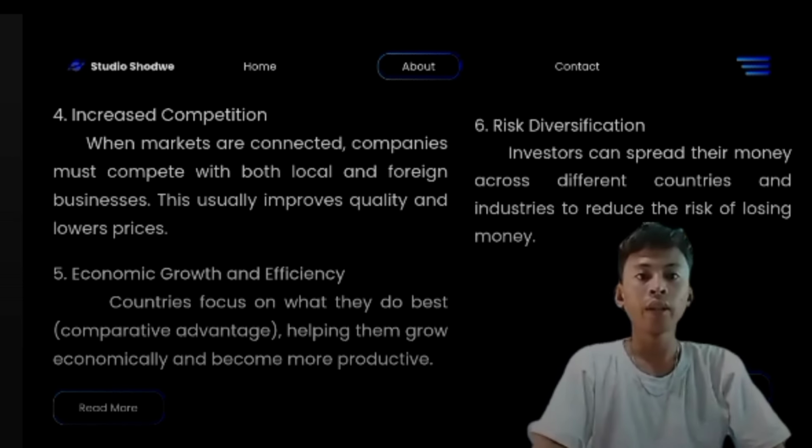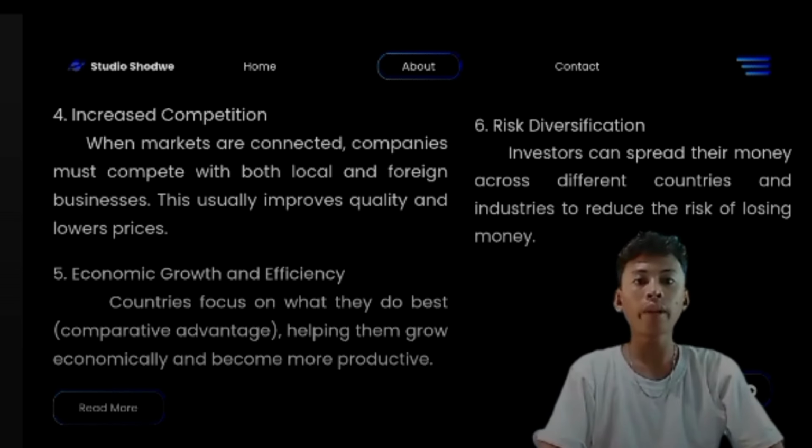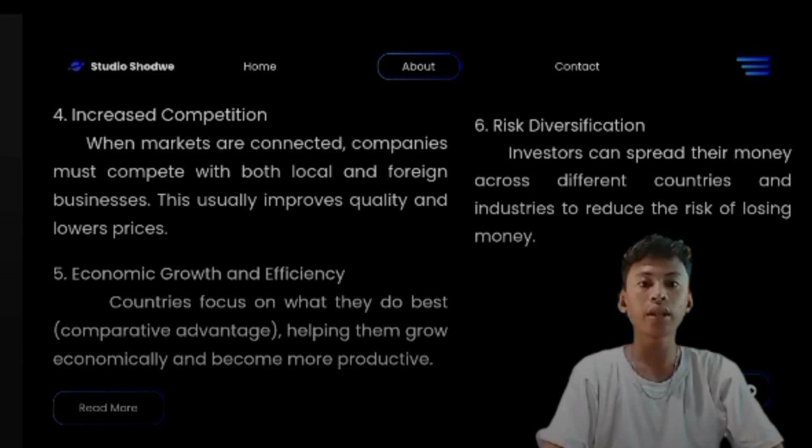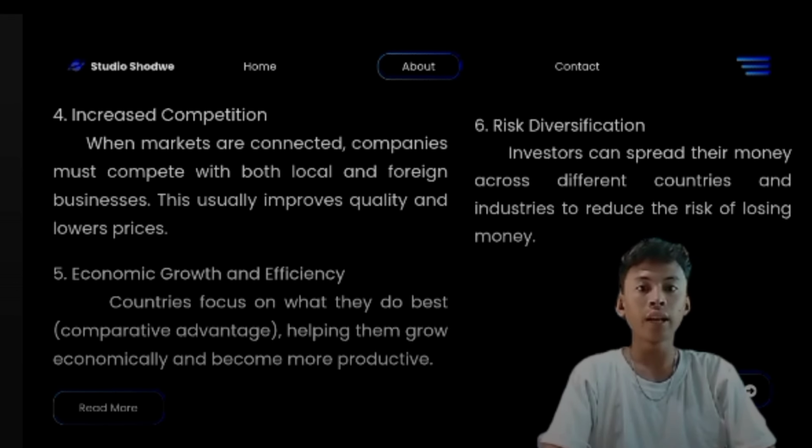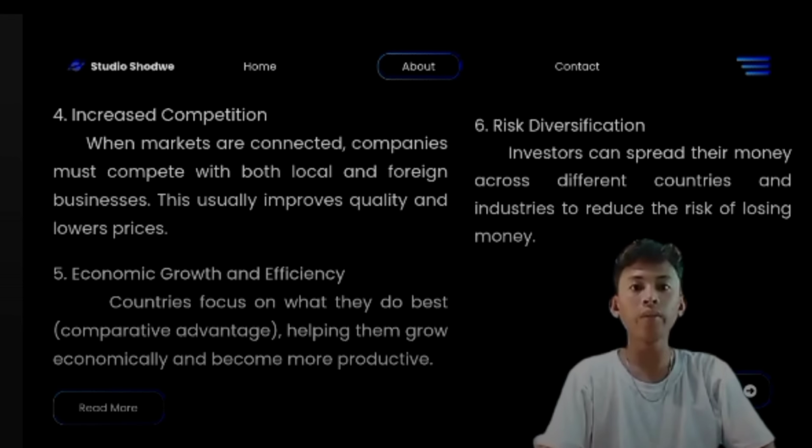Fourth, increased competition. Market integration means companies must compete with both local and foreign businesses. This usually improves quality and lowers prices. Example, Philippine telecom companies like Globe and Smart must now compete with foreign companies offering better internet service.